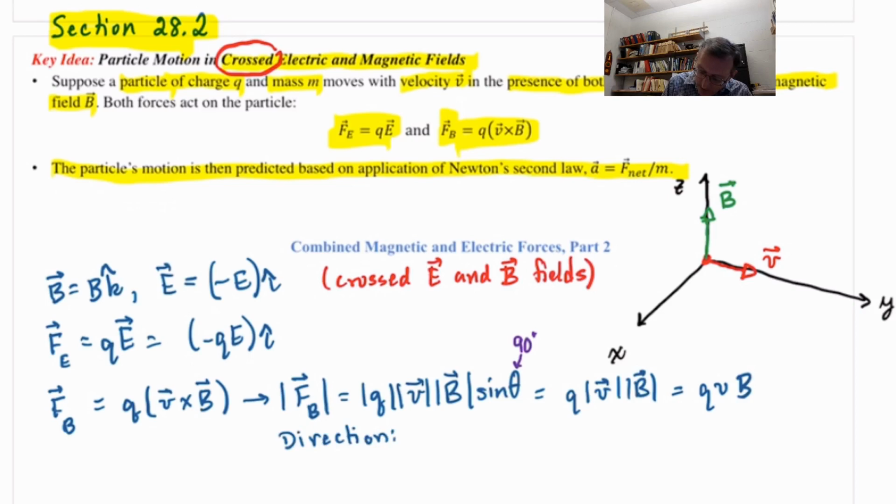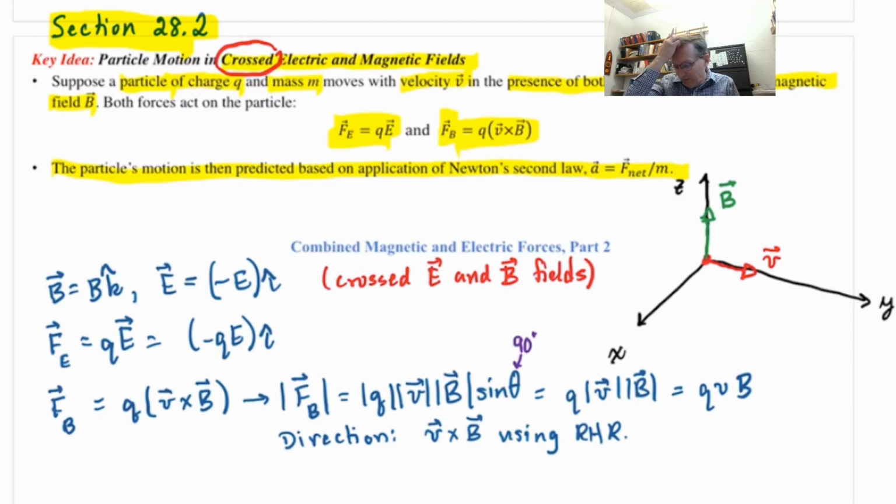Well, first find the direction of V cross B using the right-hand rule. Well, there's that picture. There's the V, and there's the B. Practice, please. Use the right-hand rule and try it and see what you get. Pause the video and come back.